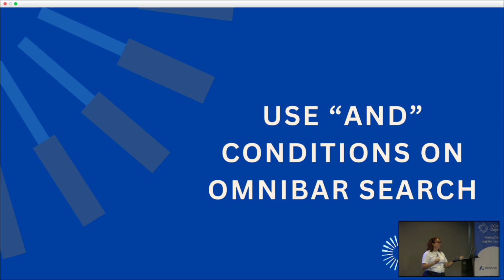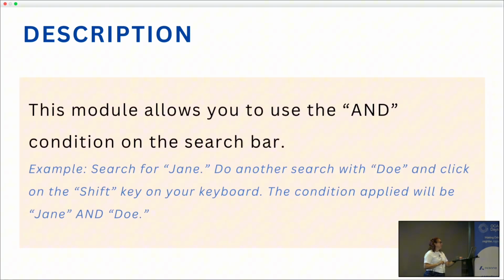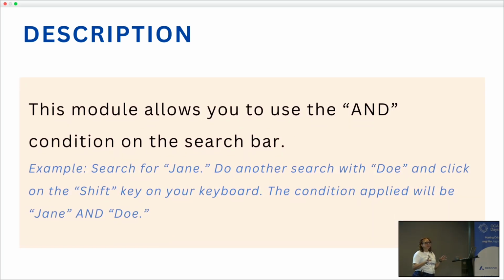Second module, use end conditions on omnibar search. Sometimes you look at this title and you say, okay, what does it do? I will explain it to you. So this module allows you to do a search with an end condition. Sometimes I'm looking for Julie, and there's too many results in the context. So I want to say, okay, Julie Le for LeBrun, my last name. And it goes and does an or search. So Julie or Le. No, that's not what I want. I want an and condition. And it's not possible with the basic Odoo.